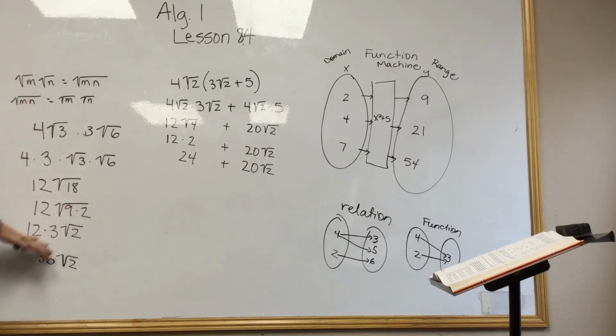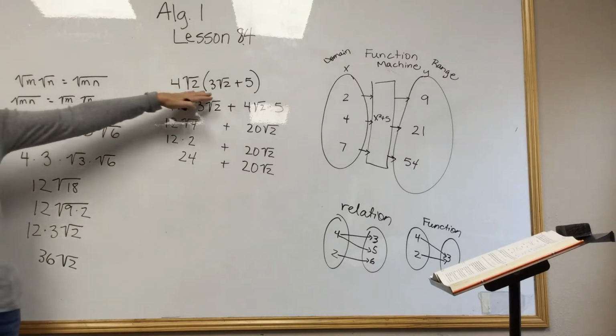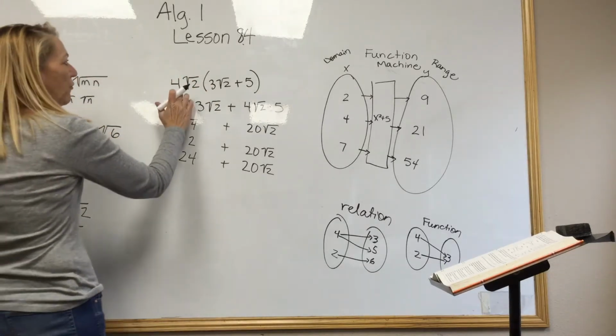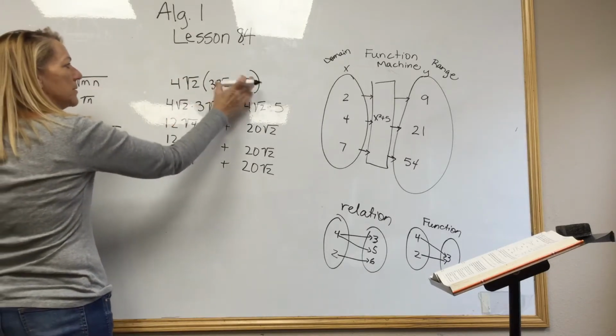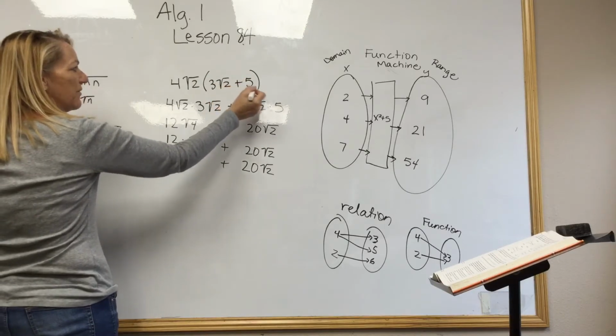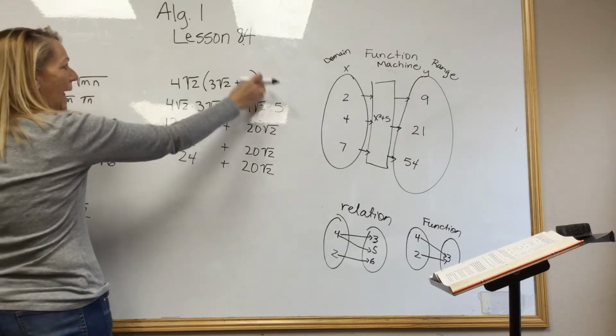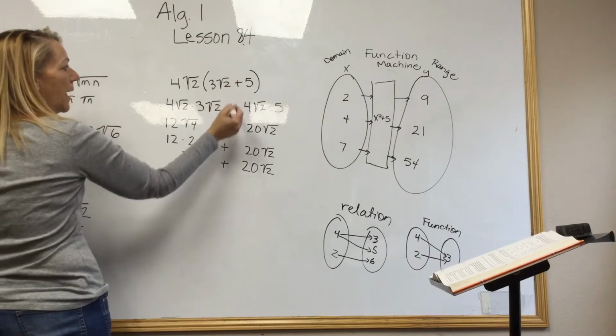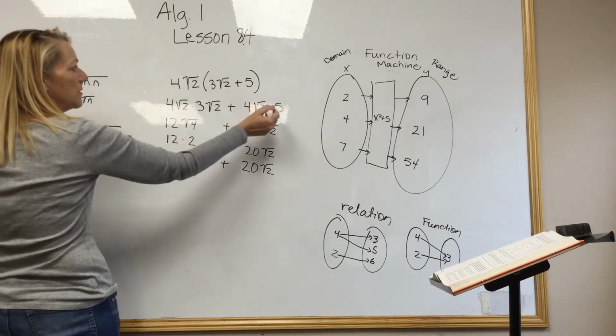So that's how you do that, and we're going to do one more. This one's with the distributive property as well. You know how they combine things. So if I have 4 times the square root of 2 times this equation, 3 times the square root of 2 plus 5, I distribute that out. So 4 times the square root of 2 times 3 times the square root of 2, plus 4 times the square root of 2 times 5.